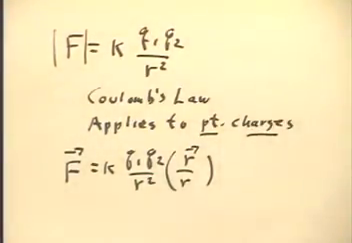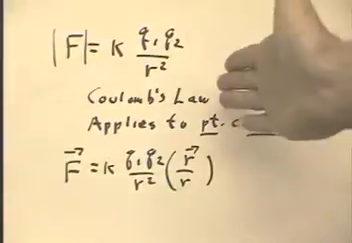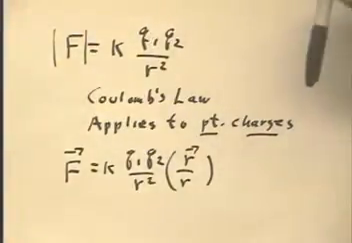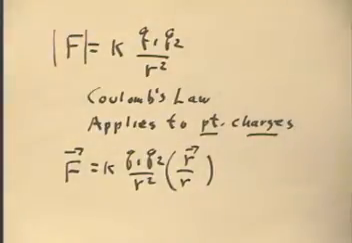However, if we have two capacitor plates, one plate here and one plate here, then the charges on the plate over on this side are not at a uniform distance from the charges on the other plate. Different parts of the plates are separated by different distances, and we can't make the approximation.